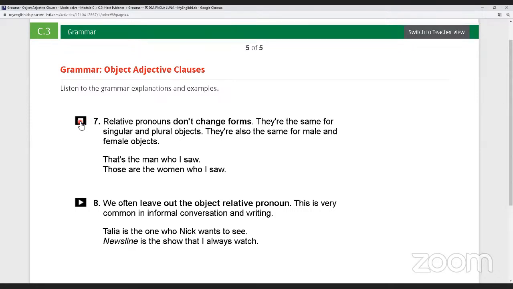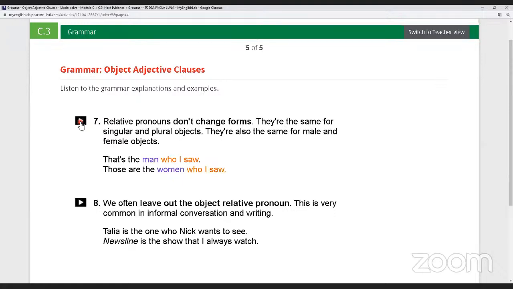Relative pronouns don't change forms. They're the same for singular and plural objects. They're also the same for male and female objects. That's the man who I saw. Those are the women who I saw.